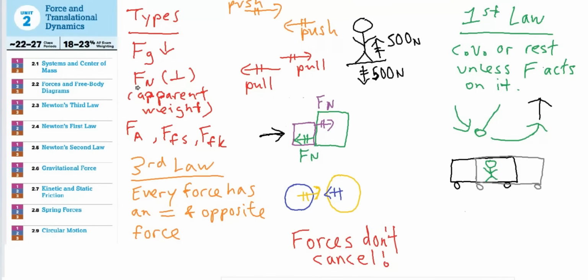And then we have the normal force, which is perpendicular. It's a push that is typically from a surface. It also gives you your apparent weight. So a problem where you're maybe sitting on a roller coaster and your normal force is increasing or decreasing, it gives you the perceived weight that would be higher or lower based on the change in normal force.